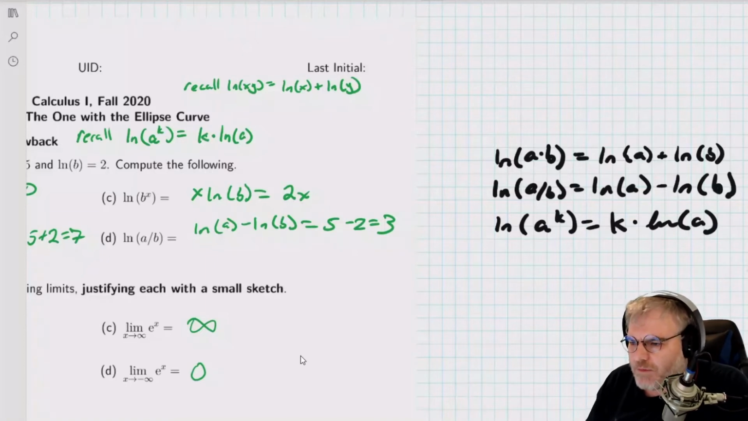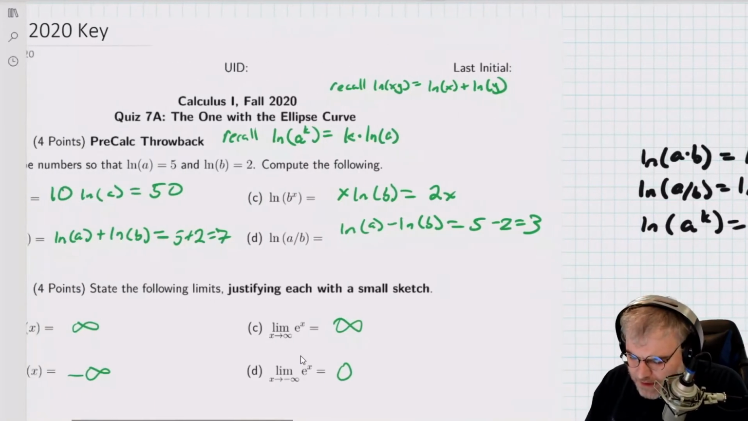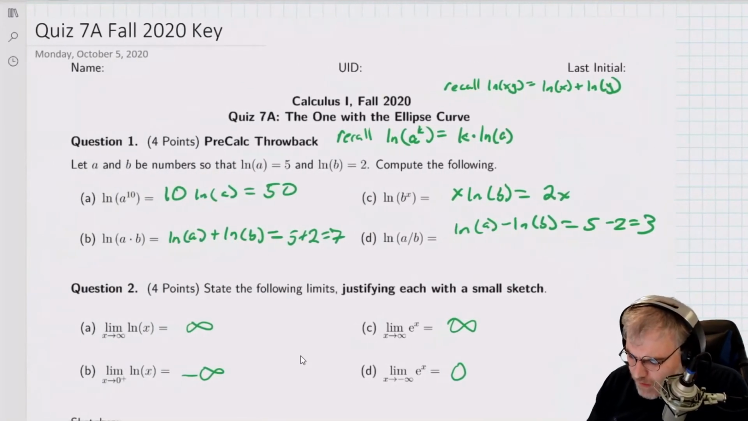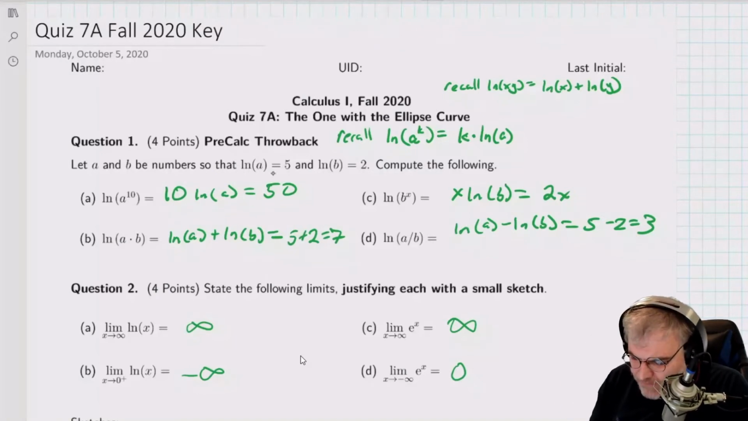So, do we remember these rules here from pre-calc? These are these log rules, and you need to have them because in order to do any of the logarithmic differentiation stuff, you need those rules. So this is kind of just a throwback here. If I have the log of a to the 10, that's the same as 10 times the log of a being 5. I get that information here. And the log of b was 2. So I wind up with 10 log a of 5.